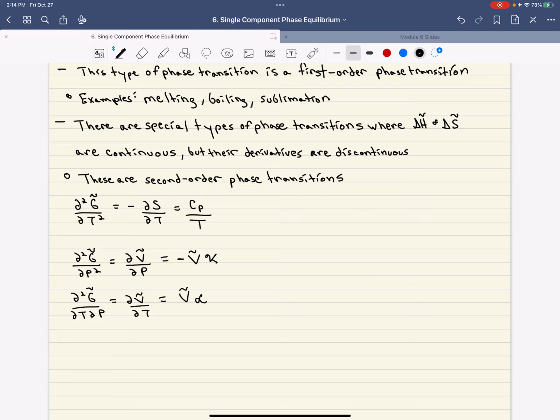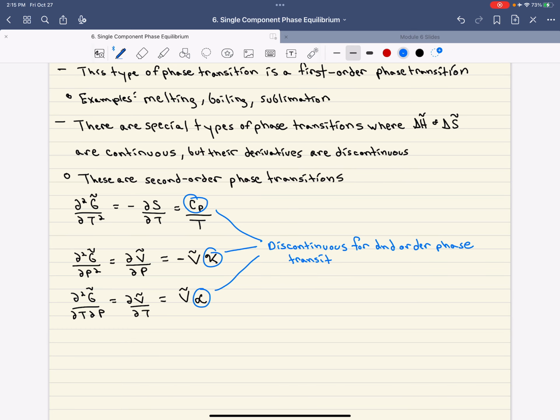Okay? All right, in any case, for a second order transition, rather than delta H or delta S being discontinuous, really it's these sort of properties that are discontinuous. So the heat capacity and the compressibilities. So these would be discontinuous for second order phase transitions.